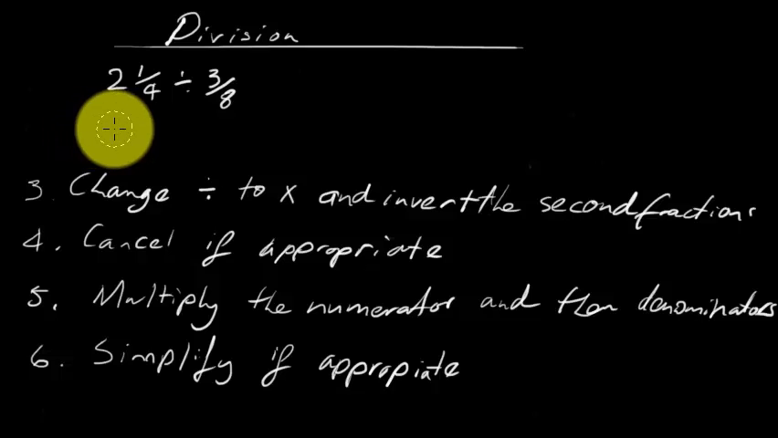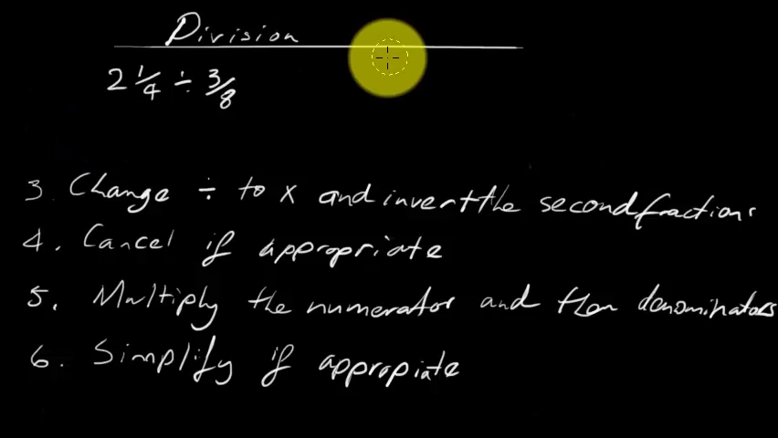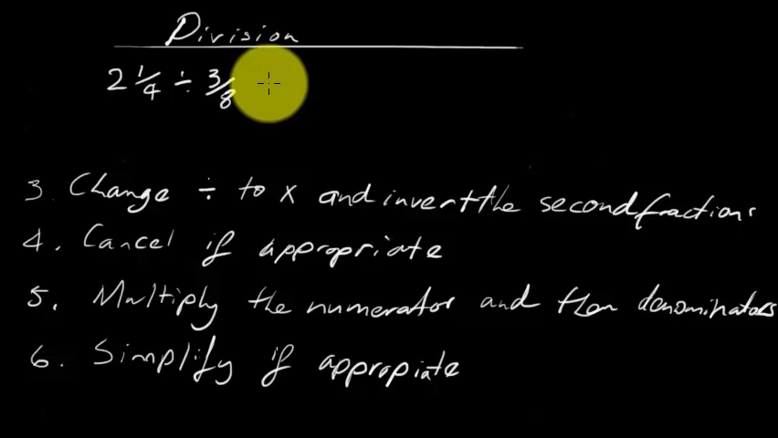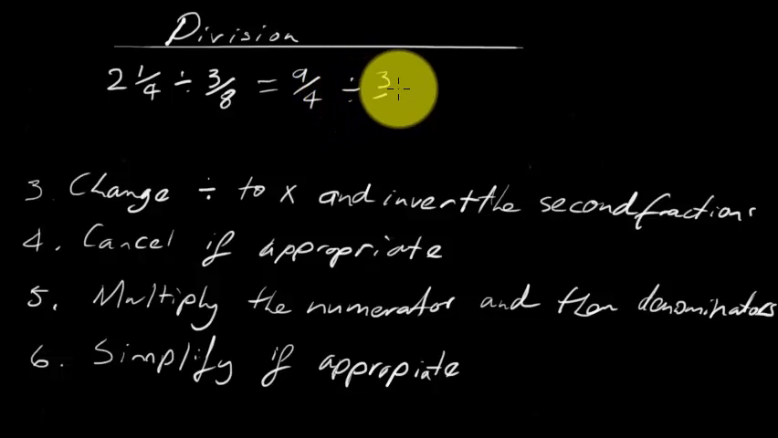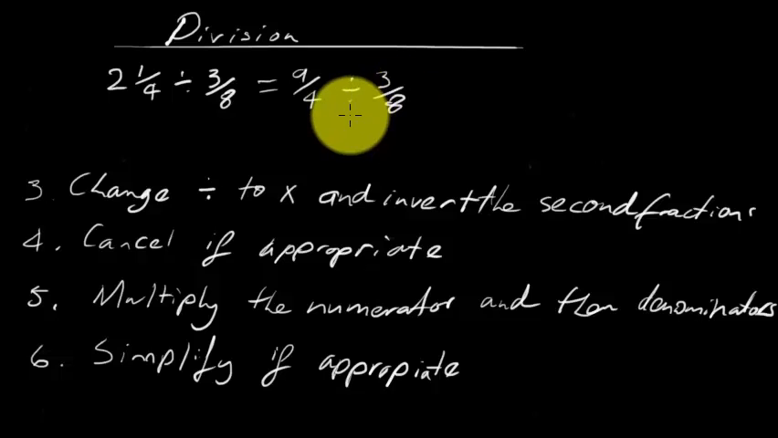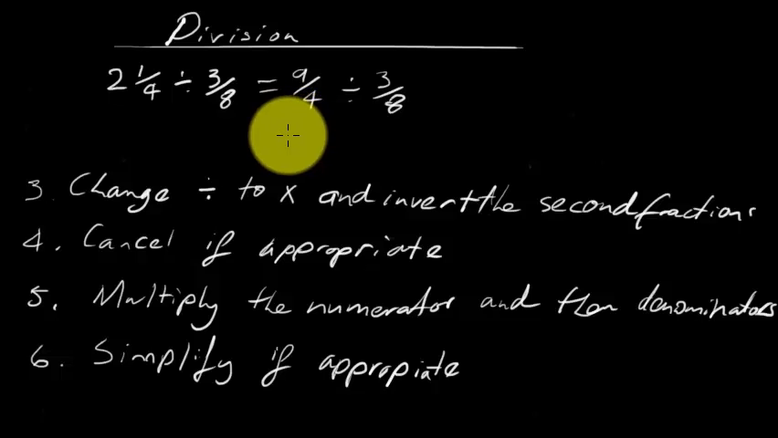So I'll just erase that so we've got more room. So we're changing 2 1/4, that'll be 9/4, and still divided by 3/8. Okay, so we've changed mixed numbers to improper fractions. Third rule says change division to multiplication and invert the second fraction.